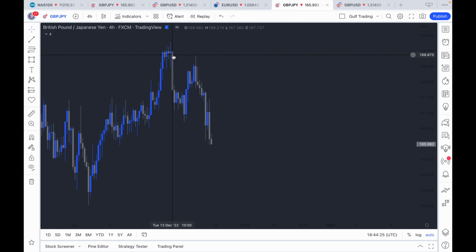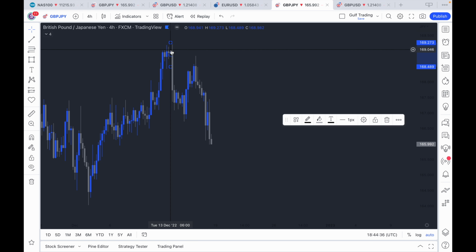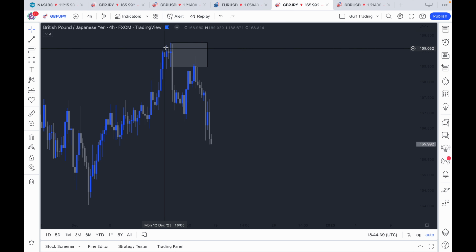People knew the news was coming probably, and so they were hesitant to go long or go short. And then when the news came out, price shot down. So what you're going to want to do is mark up this block here. As I mentioned earlier, liquidity as well. Liquidity was taken out by that candle before it shot down.